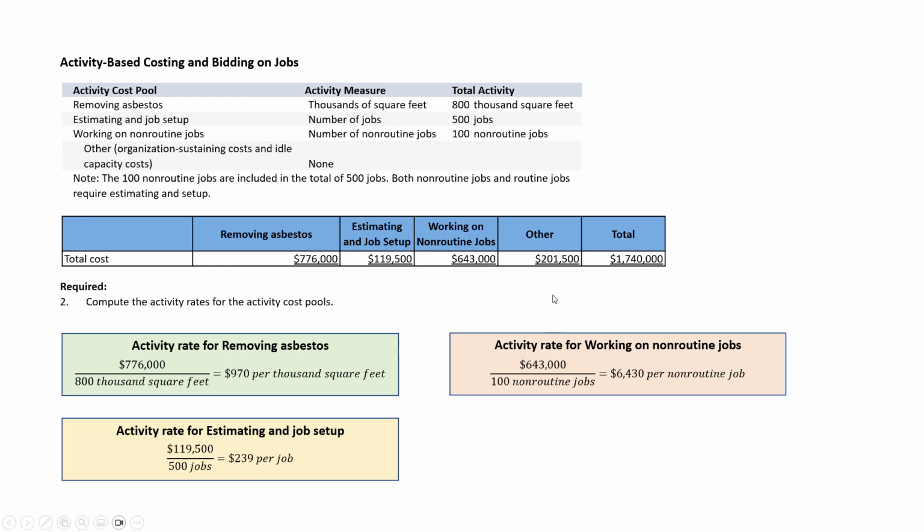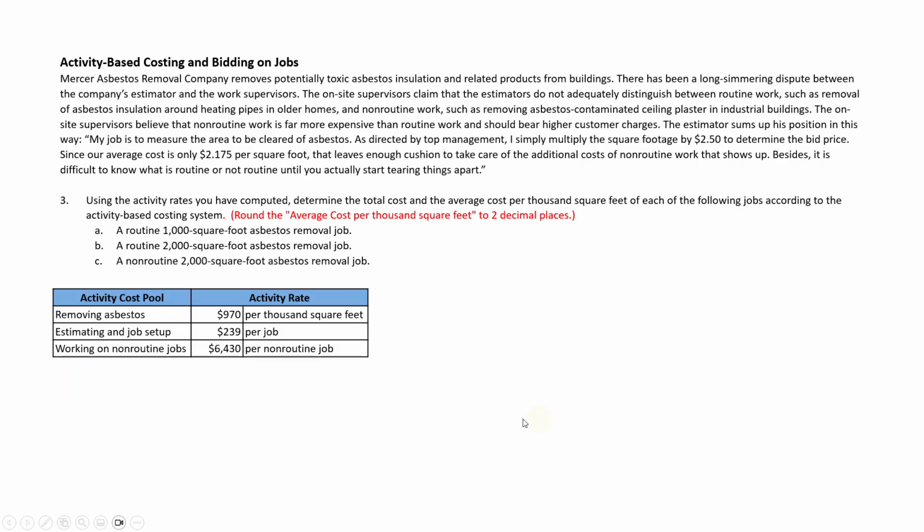I don't have an activity rate for other, and that's because we're not going to attempt to allocate organization sustaining costs, which our catch-all category of other contains, of 201,500. We're not going to try to allocate that to units, to batches or jobs, or to customers or products, because even if you took one or more of those away, that would exist in total. So it might include things like the rent or depreciation on the facility, items like that. It's not going to change, so we're not going to try to allocate that down amongst our ABC costing.